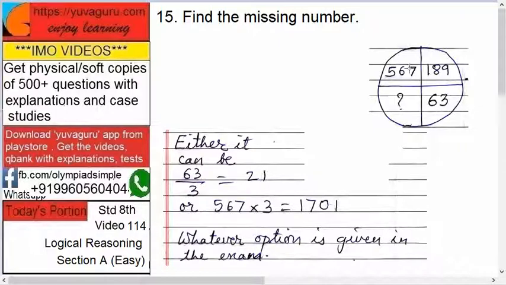Okay. The second option is 567 upon 3 is 189, 189 upon 3 is 63, 63 upon 3 is 21. So both the options can be there. Whichever option is given to you in the exam, tick that.